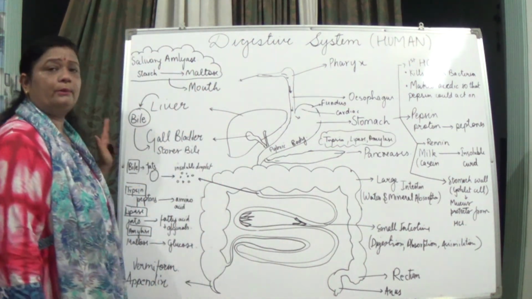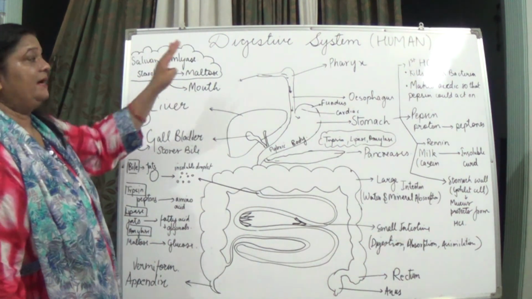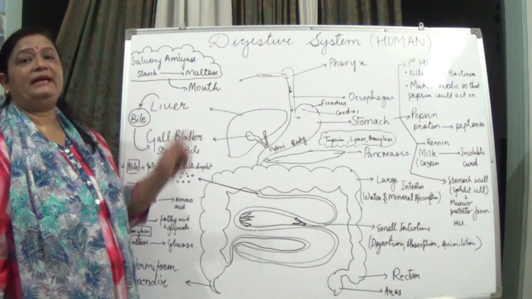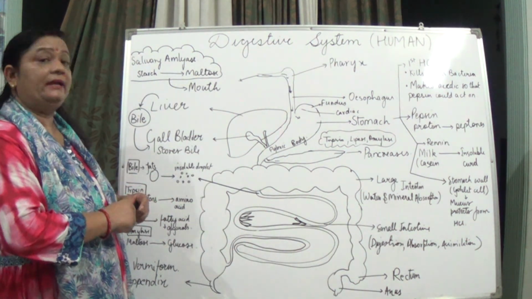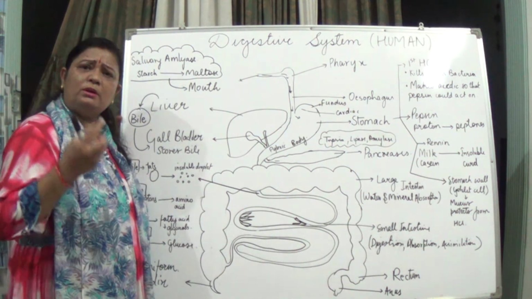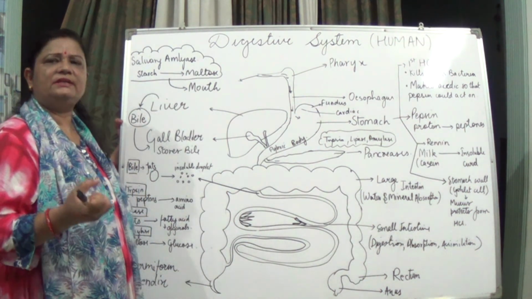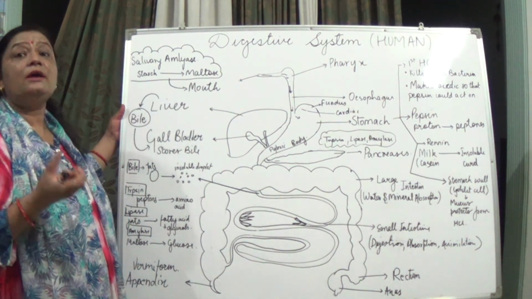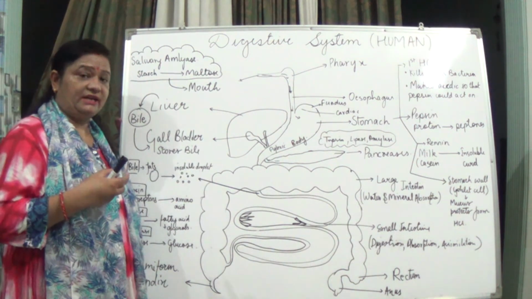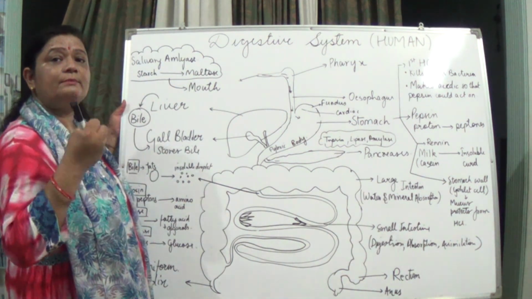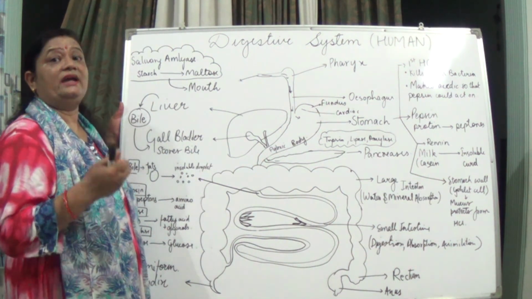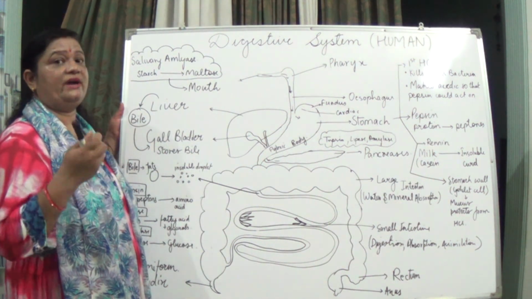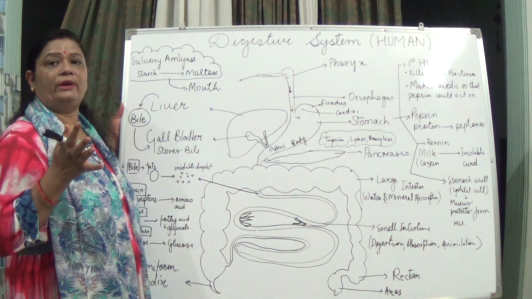So this is how the total digestion in human beings takes place, converting the complex carbohydrates, proteins, and fats which we eat into their simplest form, so that they can be used by our body in different activities, providing energy and growth.